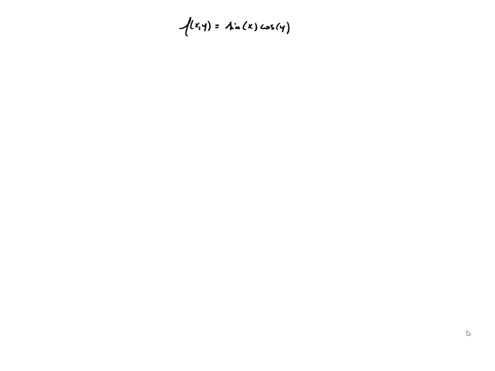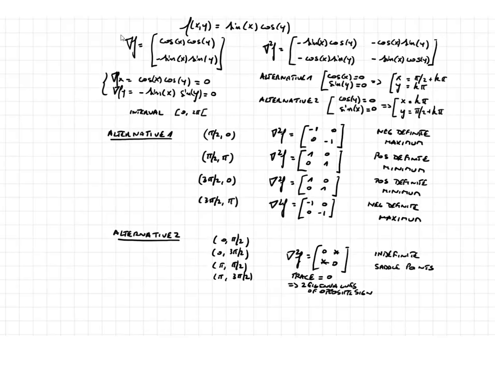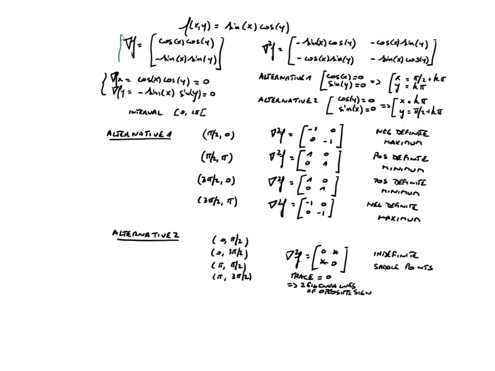Well, let's do another exercise. So find the extrema or saddle points of this function. Again, try to do this exercise by yourself first. Let us have a look at the solution. So the first thing that we have to do is to compute the gradient and the Hessian.